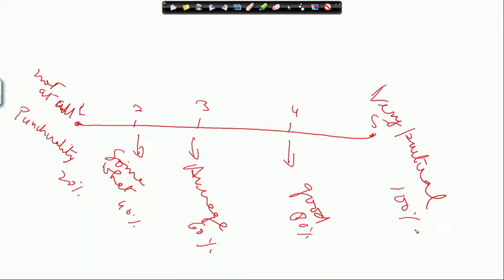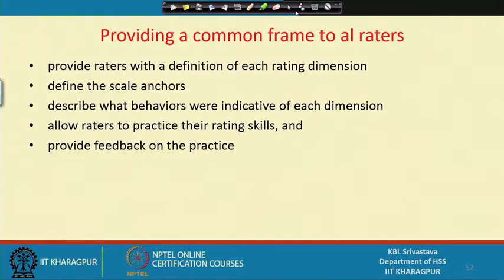Because if you are clearing all these dimensions, then it would be easy for raters to understand whether they are going to provide 1 point or 2 points or 3 points. But if you are not able to do it, probably it is not possible for you to understand these kinds of things. So, it is very very important that raters understand how the rating is to be done. So, you have to provide raters with each rating dimension, that is very very important, and then also define the scale rankers, how it is going to start, which dimensions to be rated.